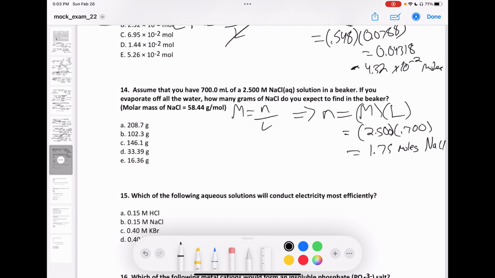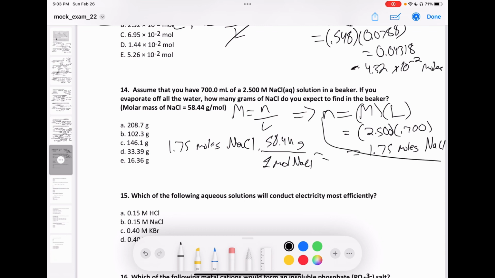And then it's asking for how many grams there are, so just multiply by the molar mass, pretty simple. For every 1 mole of NaCl, there are 58.44 grams of it. And then that's going to be equal to about 102.27 grams NaCl, which is answer choice B.